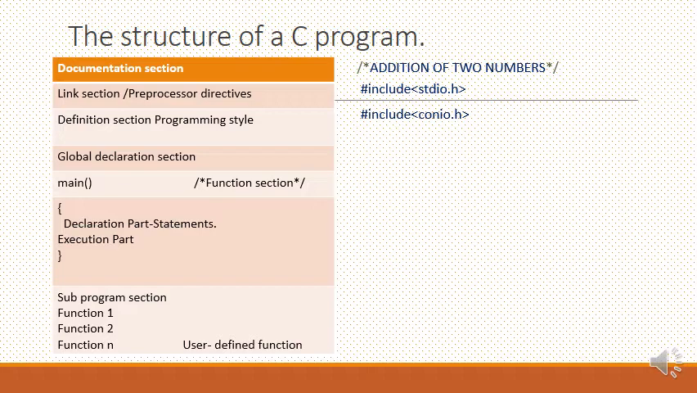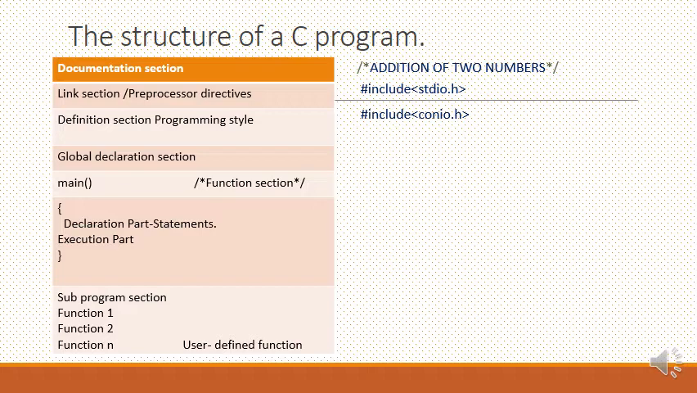After the documentation section, you are going to write the link section. It is also called the preprocessor directives. Usually in almost all programs, we write stdio.h and conio.h. In the same fashion, you have to write here: hash include stdio.h, hash include conio.h. These are called your library functions.